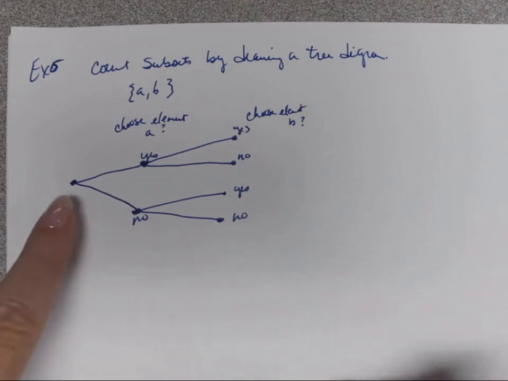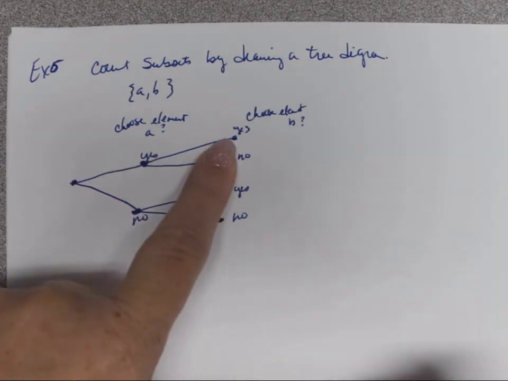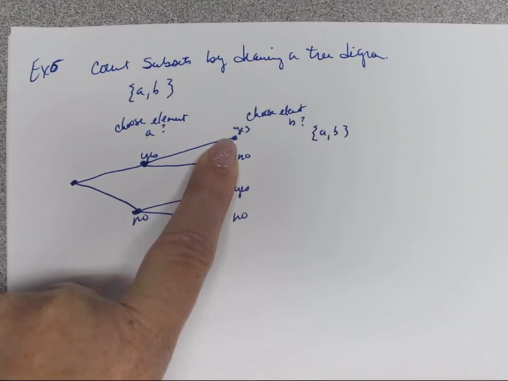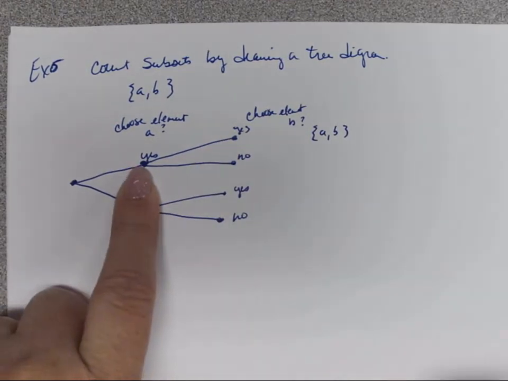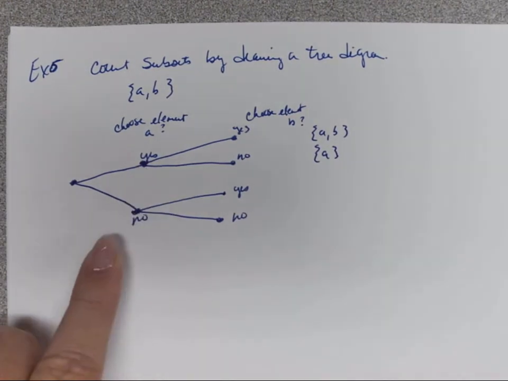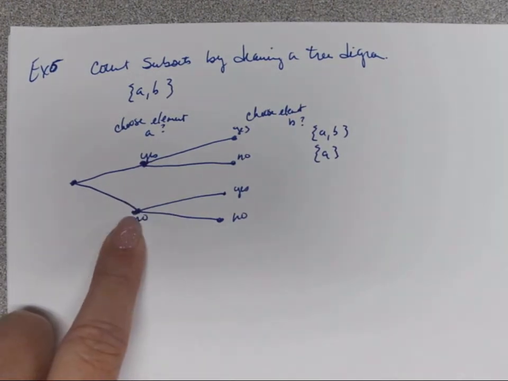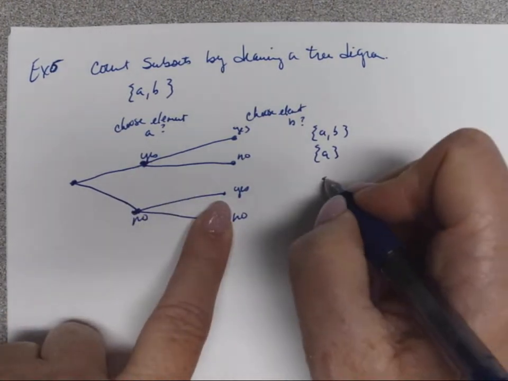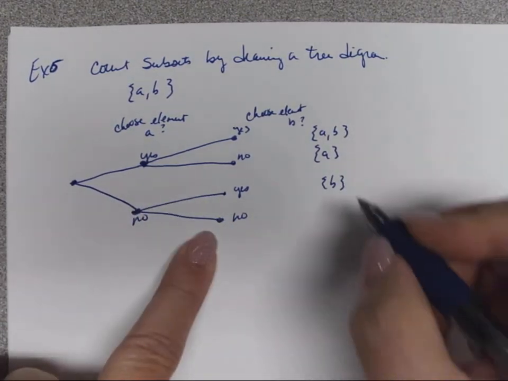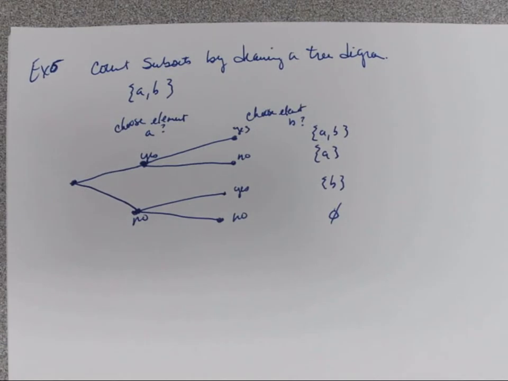But let's see what that would look like. If I choose A and I choose B, that means my first set would be A comma B. If I choose A and not B, I would just have the singleton A. If I don't choose A, but I choose B, then that would be B. And if I don't choose A and I don't choose B, that would be my empty set. Just for clarification of what it would look like if I don't choose them or I do choose them.